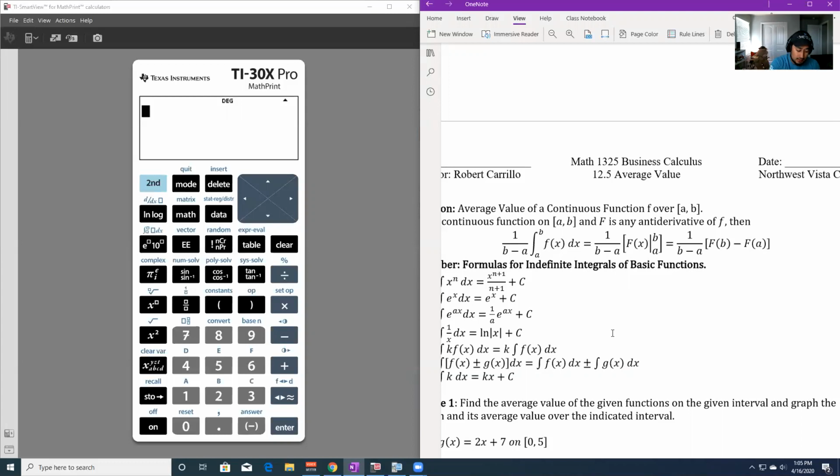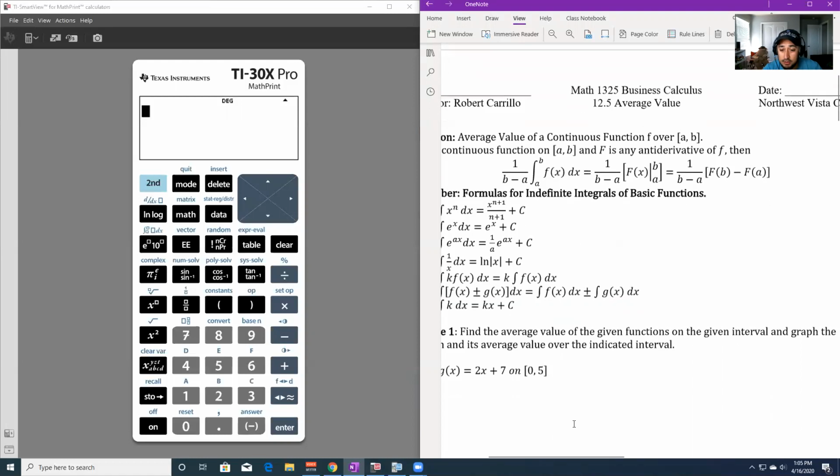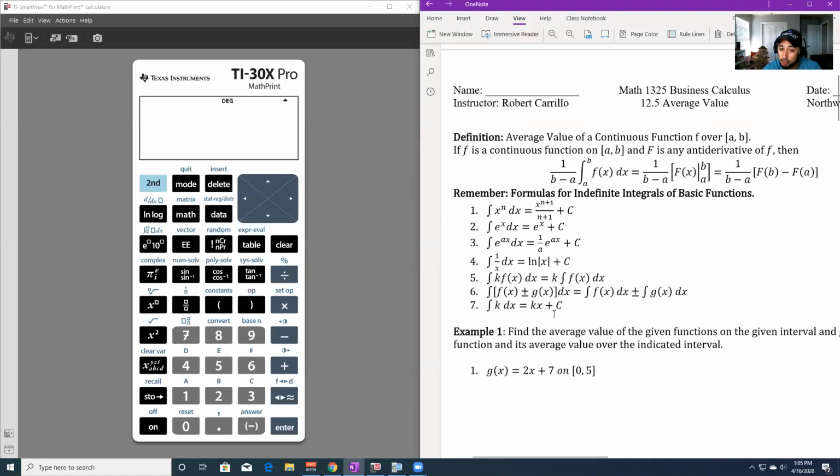So, same formulas apply for antiderivatives. You see we still have the power rule. We still have the integral of e to the x dx. But we have one new formula which we're going to have to use today. And that formula is number 3. We'll use it when we get to the problem. You'll know which problem it is.